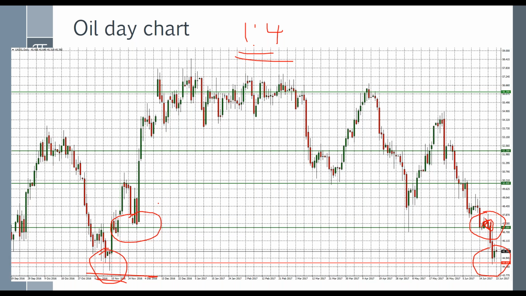Let me just tell you another important thing about resistance and support. When a resistance point breaks, it usually turns into a support. For example, over here, when this point breaks, the next time that the market meets this area of $50, I will expect it to be a support line. And as we saw over here, the first time that it started going down, this was a very, very strong support line for oil.